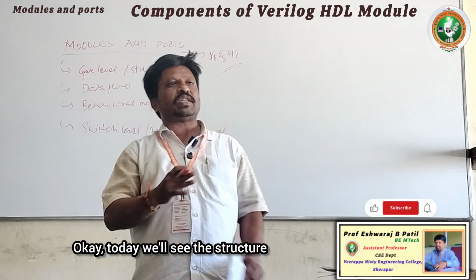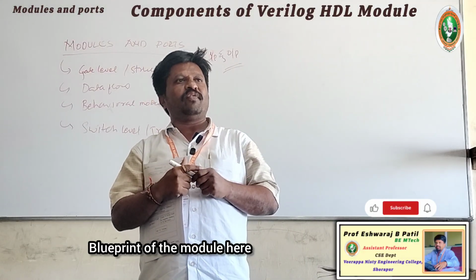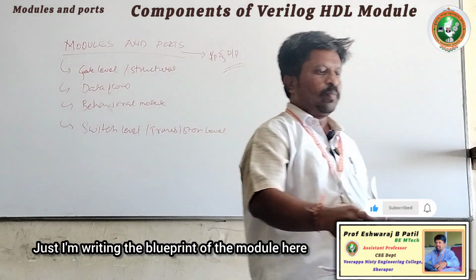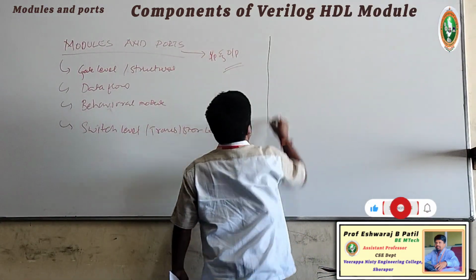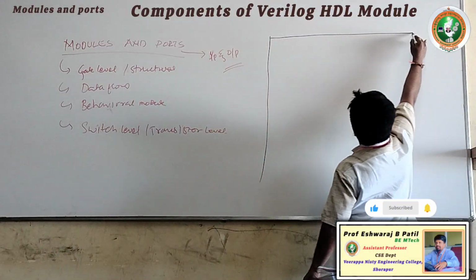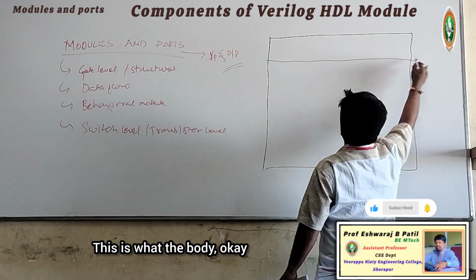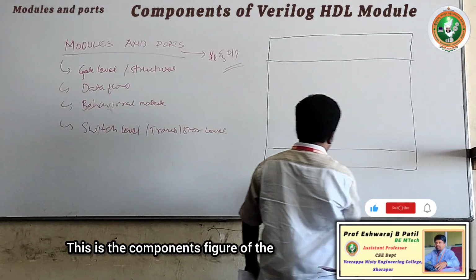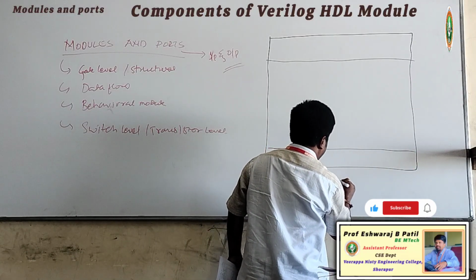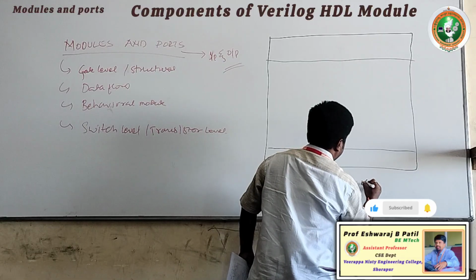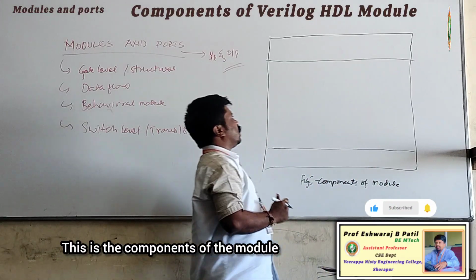Today we will see the structure, the complete blueprint of the model. Just I am writing the blueprint of the model here. This is the blueprint of the model. This is the body. This is the components figure of the model. This is the components of the model.